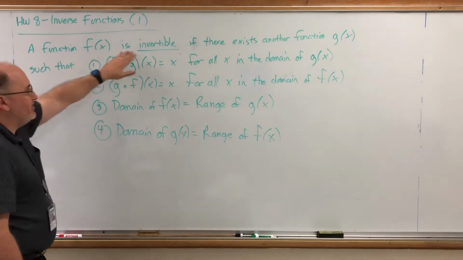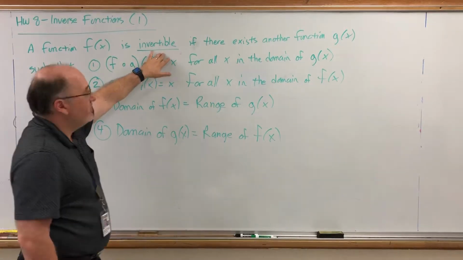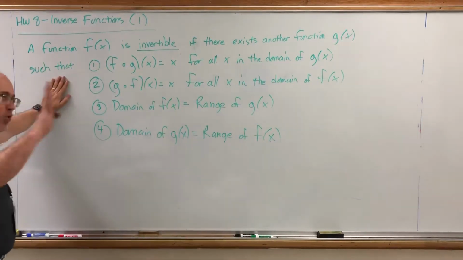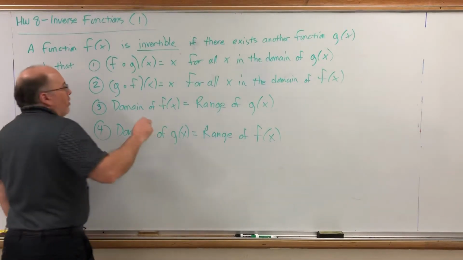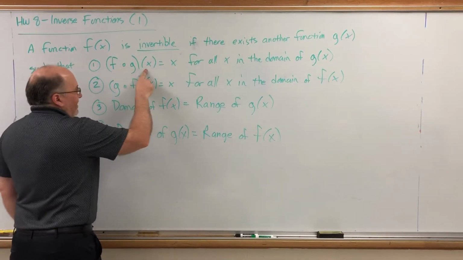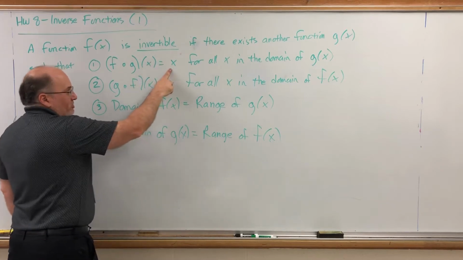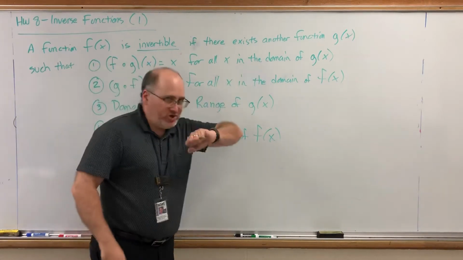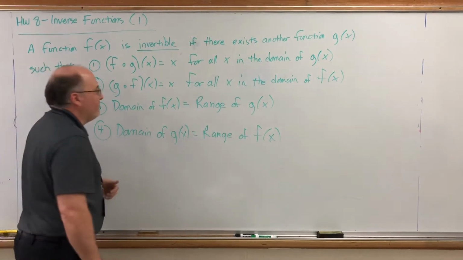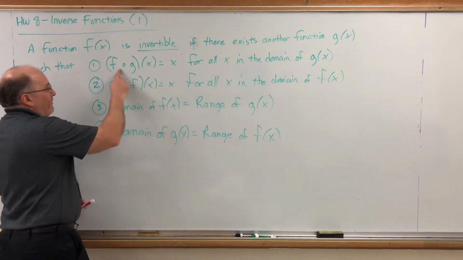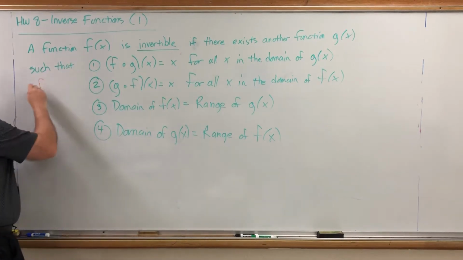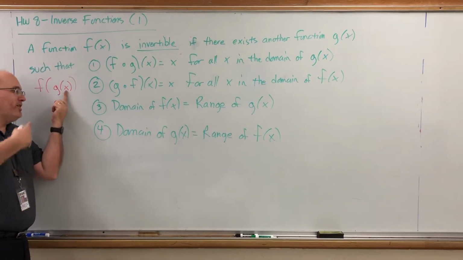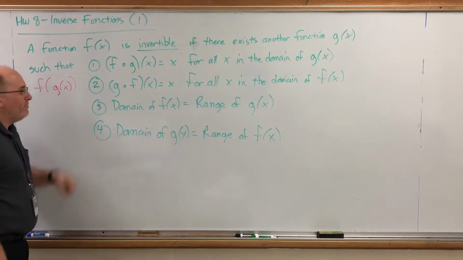A function f of x is invertible, meaning it has an inverse, if there exists another function, we'll call it g of x, such that 4 things have to happen. Number 1, when I do f of g of x, I get back x. In other words, the result of doing this composition is just an x for every x in the domain of g. Why does it have to be in the domain of g? Because remember that f of g of x literally means f of g of x. So whatever that x is has to be able to go into the g, hence be in g's domain.